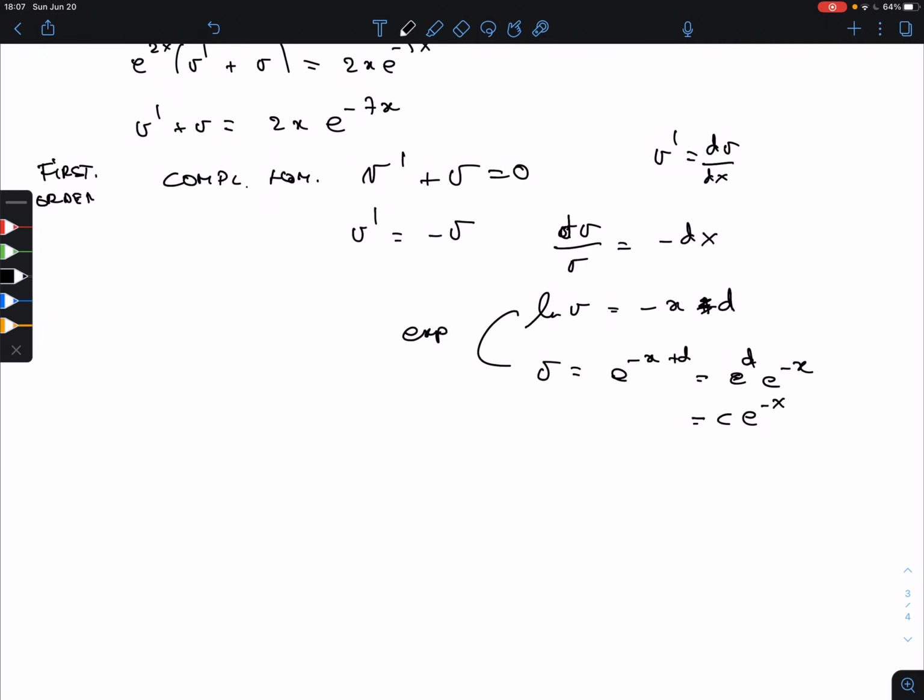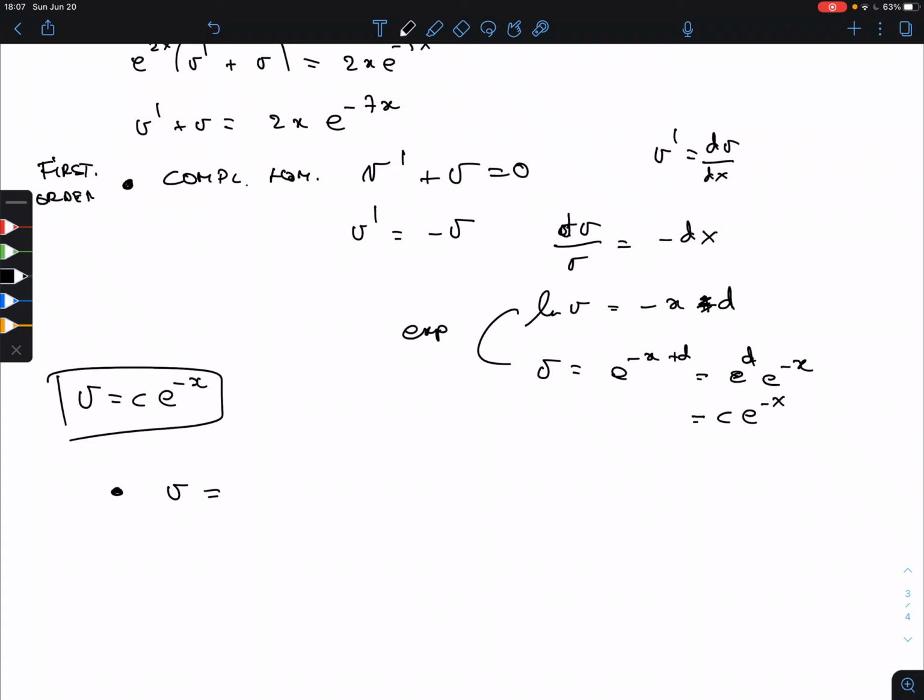Okay, so let's write it up. V is equal to c e to the minus x. Great. What do we do? Well, that's the homogeneous one, right? So this is the complementary homogeneous. So now the next thing that we have to do is use one of those. Oh, so I guess that's why I didn't need to see. Yeah, right.